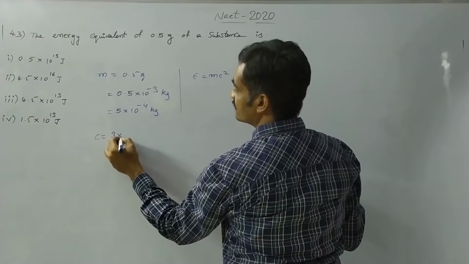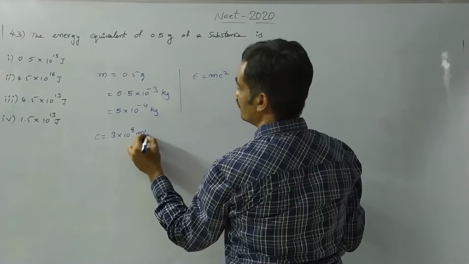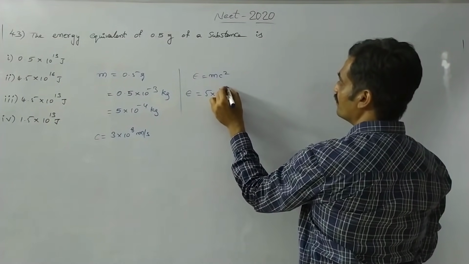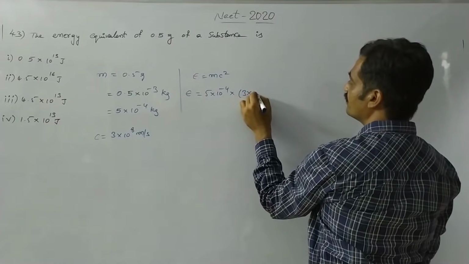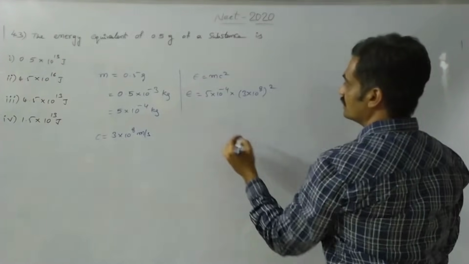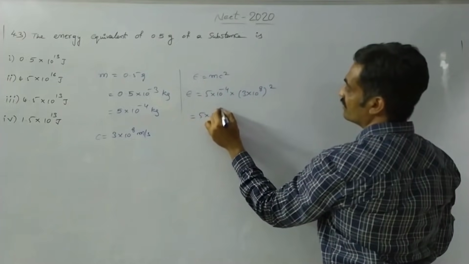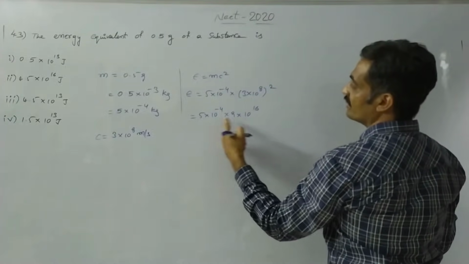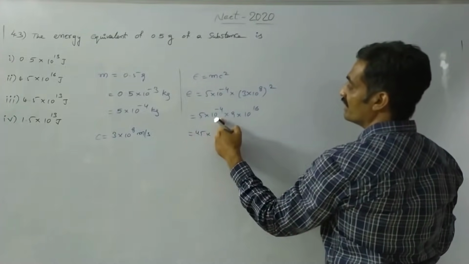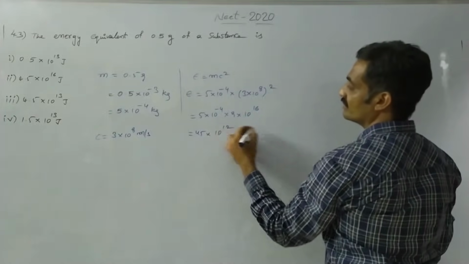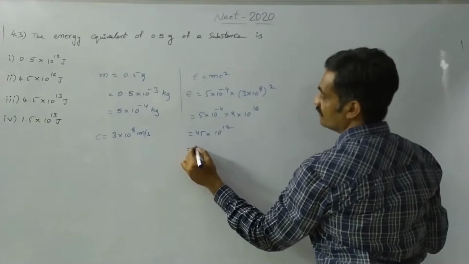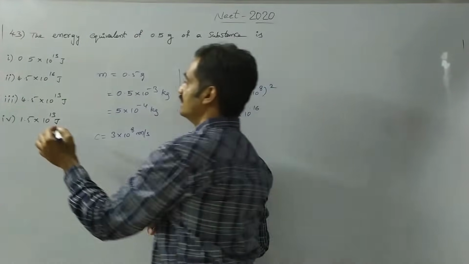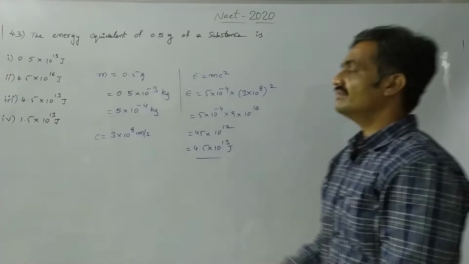So c equals 3 into 10 to the power of 8 meter per second. If we substitute these values, we have E equals 5 into 10 to the power of minus 4 into 3 into 10 to the power of 8 whole square. So we can write it as 5 into 10 to the power of minus 4 into 3 square, which is 9 into 10 to the power of 16. So 5 times 9 is 45 into 10 to the power of minus 4 plus 16, nothing but 10 to the power of 12. So we can also write it as 4.5 into 10 to the power of 13 joules. So the option is 3. Take a screenshot, we will continue.